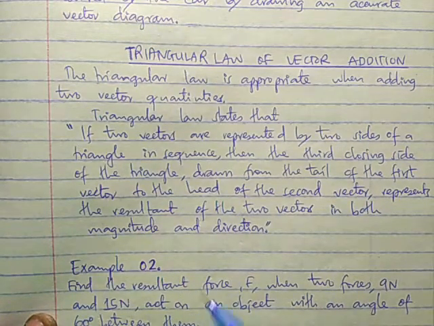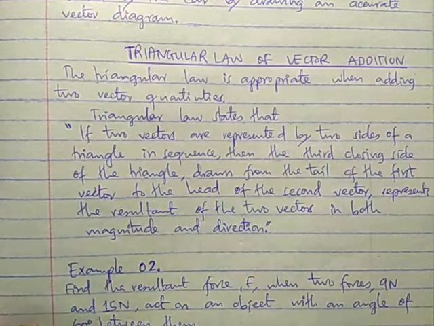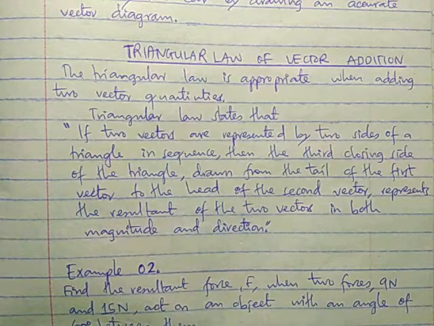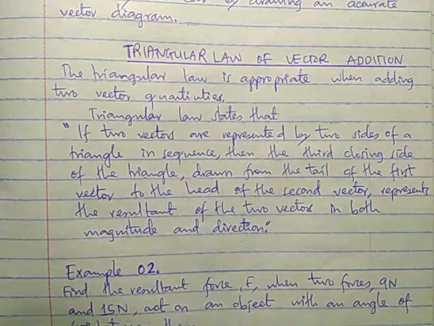And when we state this law, we are saying that if 2 vectors are represented by 2 sides of a triangle in sequence, the third closing side of the triangle drawn from the tail of the first vector to the head of the second vector represents the resultant of the 2 vectors in both magnitude and direction.